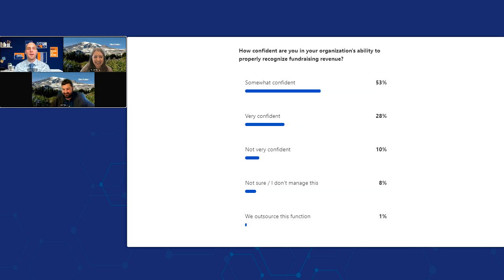All right, so we have over 80% of our poll responded to. How confident are you in your organization's ability to properly recognize fundraising revenue? Very confident, and we have quite a few somewhat confident up there at 53%, and then not very confident, not sure, I don't manage this, and a few who outsource this function. So we have some pretty confident people here today. Let's hope they come out of this learning something about the complexities of fundraising events.